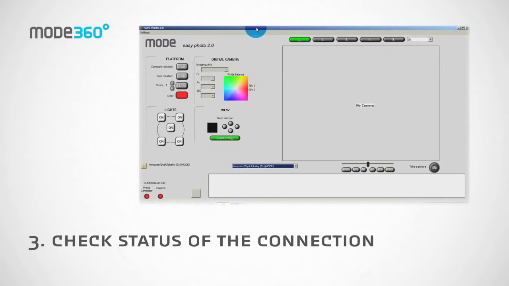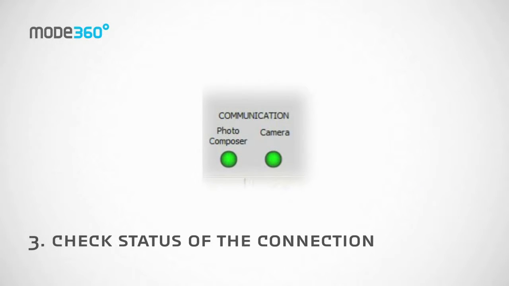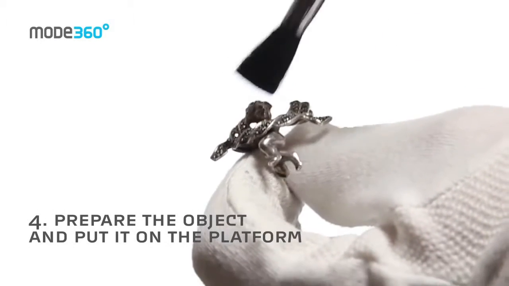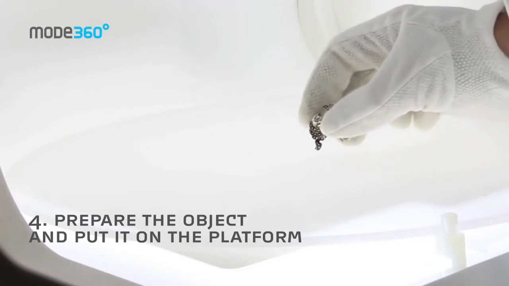Check status of the connection in MODE360 photo software. When connection is established, you'll see communication indicators in green. Using protective gloves and brush or airspray, clean the object of dust and put it on the platform.